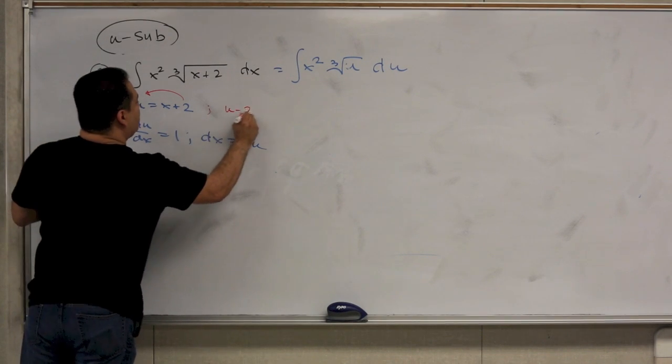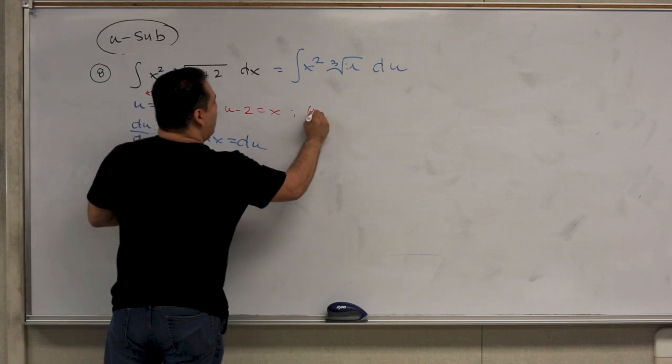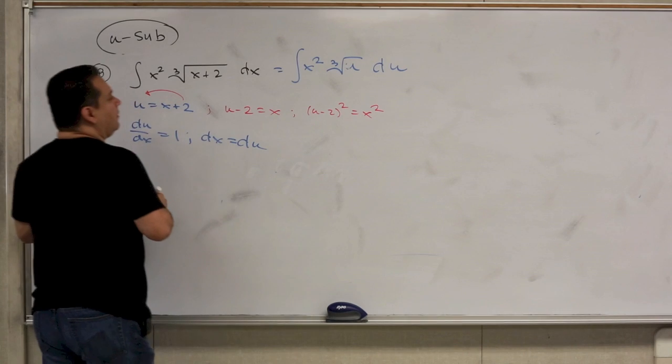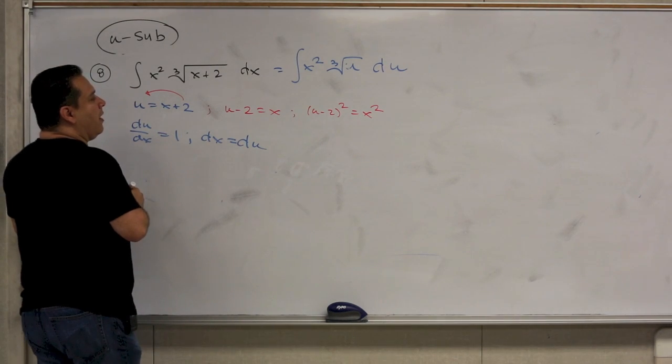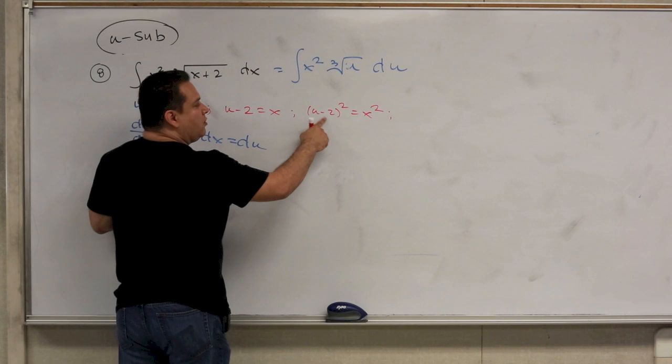Okay, that's u minus 2 is x. And then if we square both sides, I get u minus 2 squared is x squared. Is that right? And then I'm going to say to you guys, let's go further. What is u minus 2 to the second power?